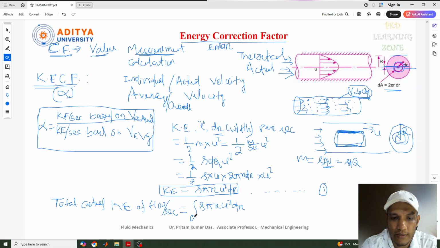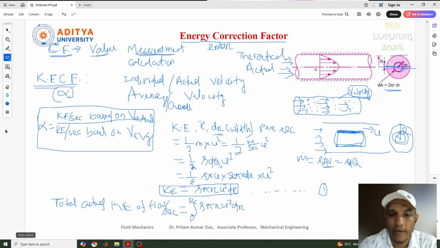So that one we can consider from 0 to r. Okay, so now we need to just integrate this. Now what about this u value? Rho is there, constant, pi is there, constant, I can take it out. And what about this u value? Now u is the velocity, which we have already discussed in the previous videos.